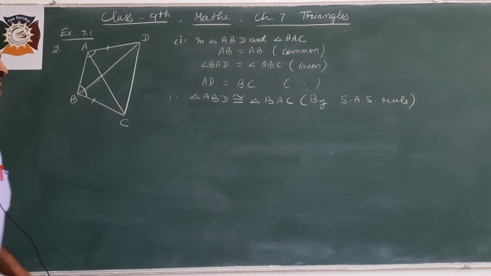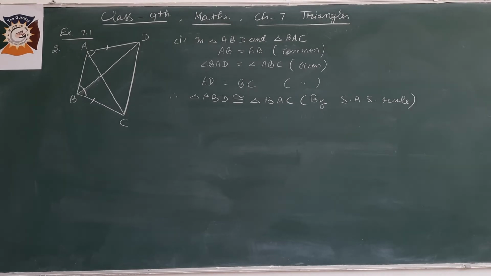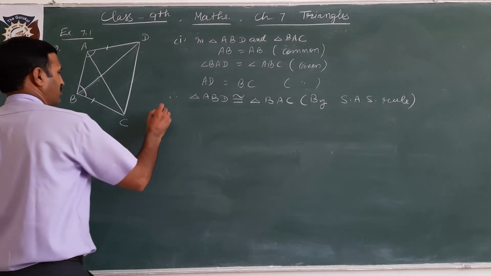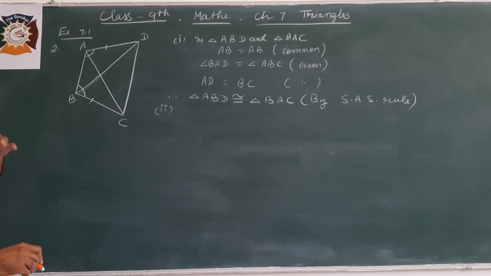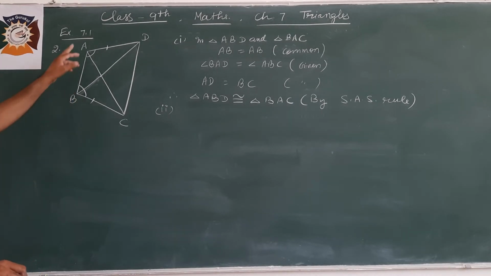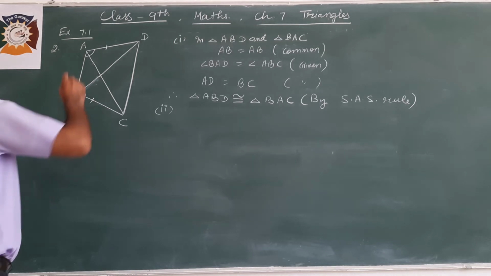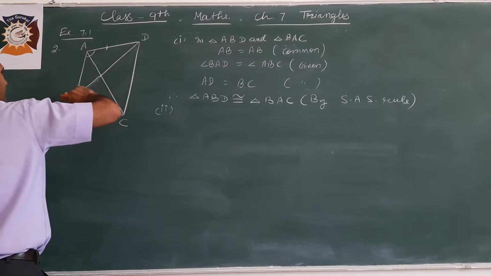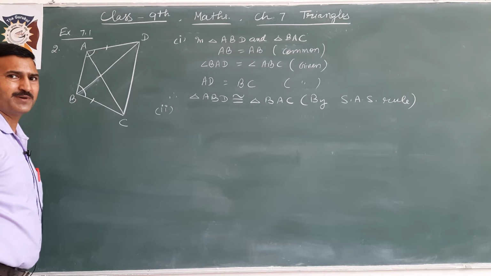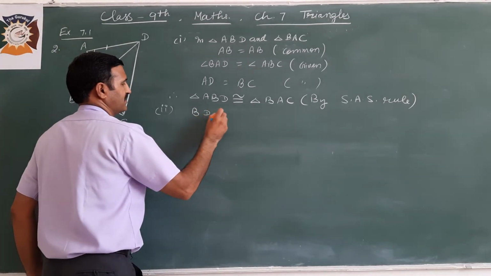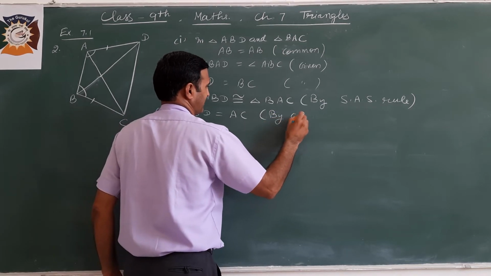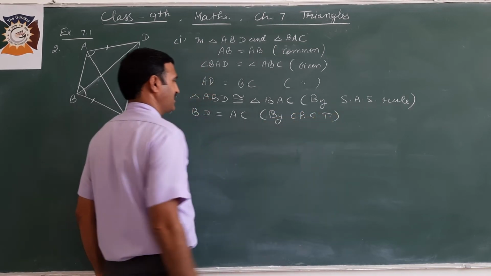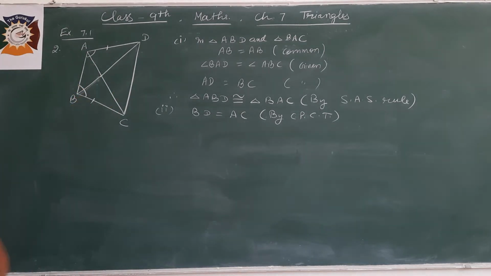Congruency rule. So this was the first part of the question. In second, we have to prove BD is equal to AC. Look at both the triangles, ABD and ABC. BD and AC are the corresponding parts. So BD is equal to AC, we can say by CPCT. These are the corresponding parts of congruent triangles.